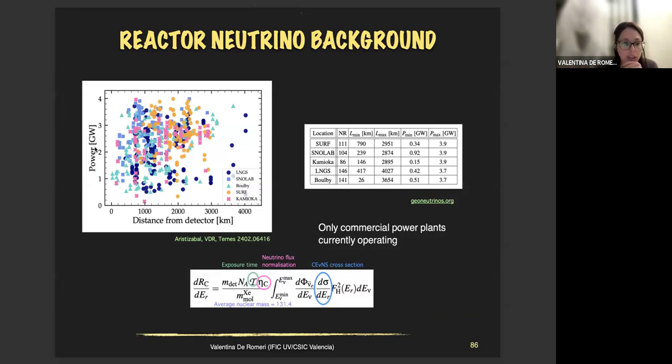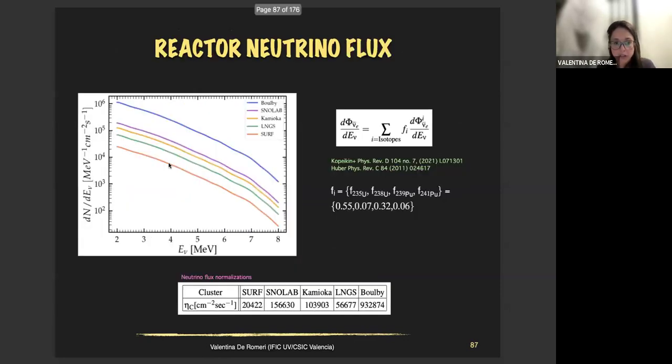So here I'm showing the power as a function of the distance from the detector of all the nuclear reactors that are located, as I said, close to these 5 sites, which are the Gran Sasso laboratories, SNOLAB, Boulby, SURF, and Kamioka. We estimated the differential recoil rate basically through a convolution of the CEvNS cross-section and the typical flux that we expect from nuclear reactors, of course, weighted by the sum of all the nuclear reactors that can affect one of the locations.